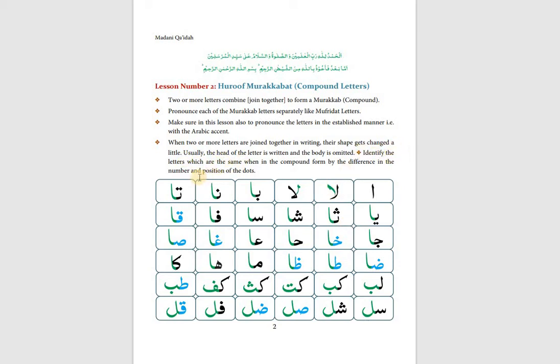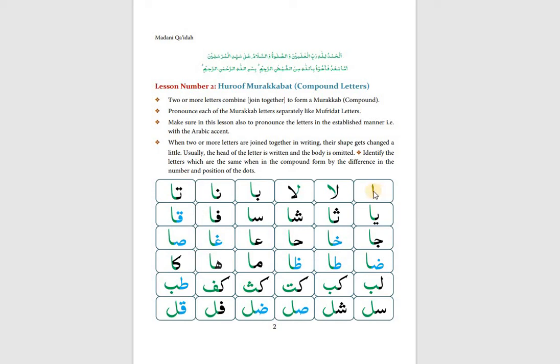5th point, identify the letters which are the same when in the compound form by the difference in the number and position of the dots. This point is already explained here. Some letters have the same shape, so how can we identify them and differentiate them, I explain it. This is Fa. The head of Fa and Qaf are the same. The difference between Fa and Qaf is that Fa has only 1 dot while the Qaf has 2 dots on its top. This is the main difference between Fa and Qaf.